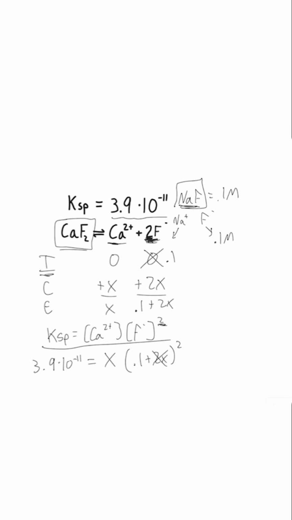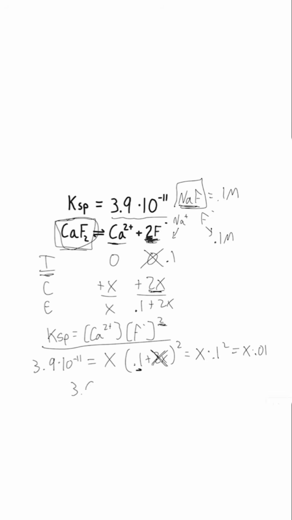Now we can cross out the 2X because since calcium fluoride is not very soluble at all, the 2X value is going to be extremely small, and it's going to be actually negligible compared to 0.1. So 0.1 plus 2X is still going to be pretty much just 0.1, and that means we can just cross it out. That leaves us with X times 0.1 squared, and that is equal to X times 0.01.